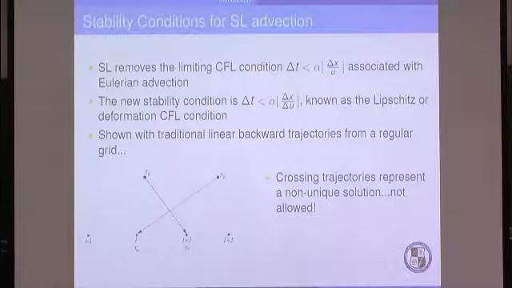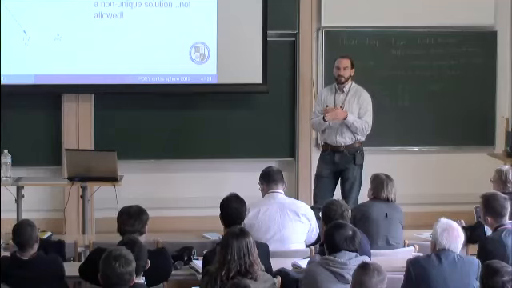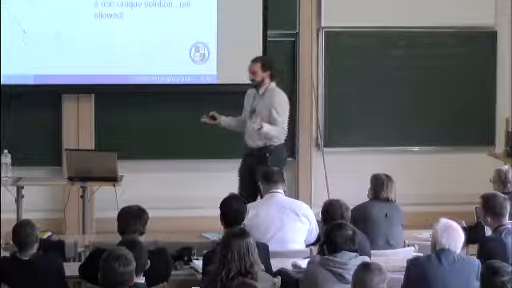We get this deformation CFL condition. Okay, we have to worry about the variation in the velocity. And so the worry there is if you have a lot of variation, then your implicit calculation to calculate trajectories will not converge. And the problem with that is that you can get these crossing trajectories. So here, if I just have some grid points, these are my arrival points. If I do my back trajectories, for these two cases, let's say my trajectories cross. Well, where they cross, that's a non-unique solution, and that's not allowed. Model's going to crash.